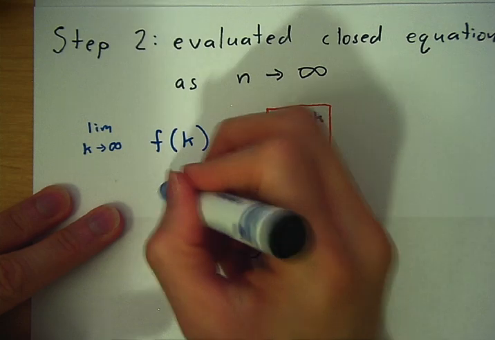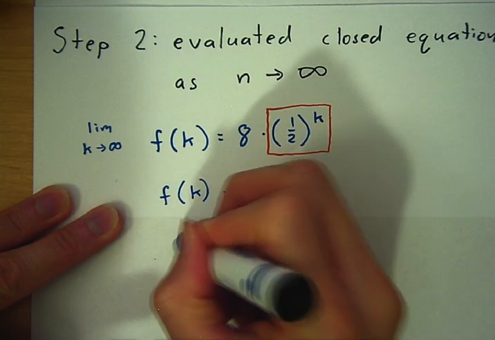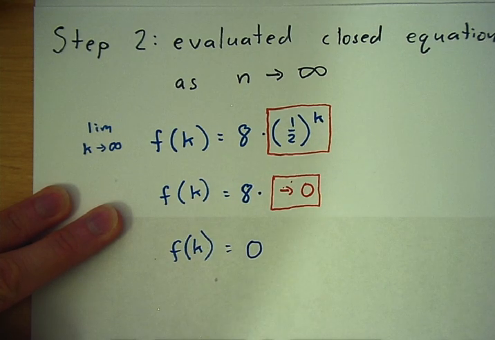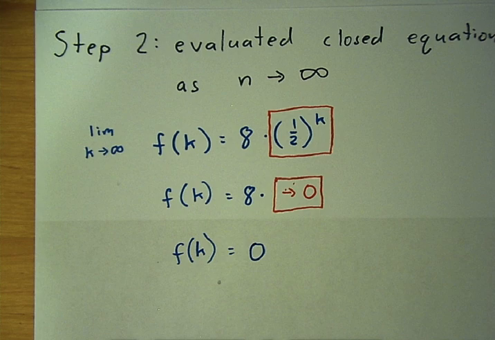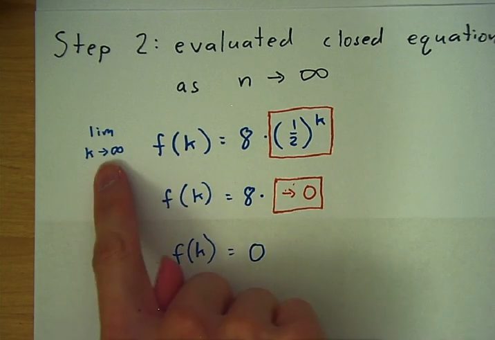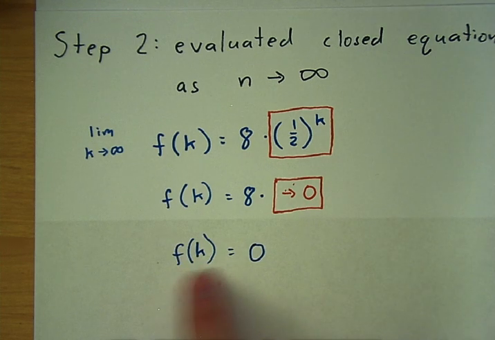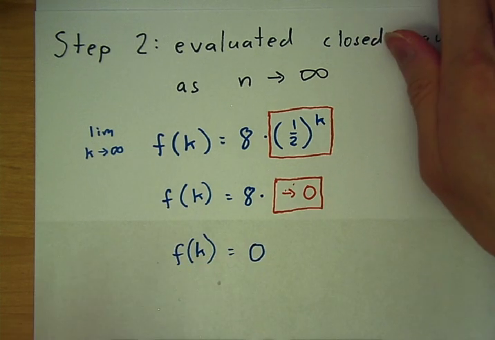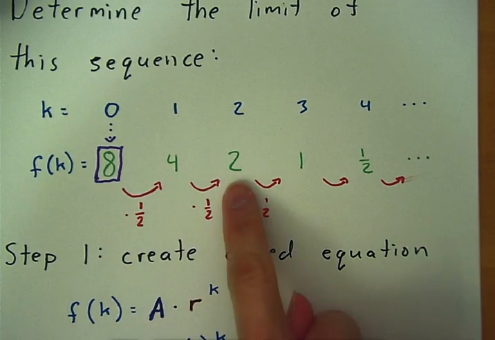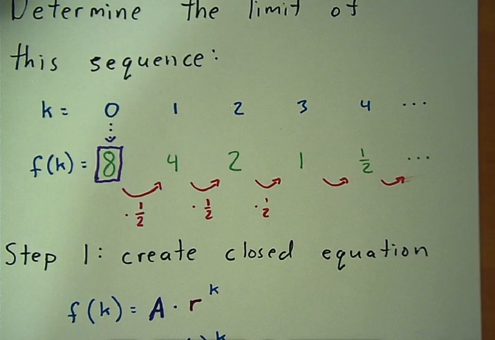So as k goes towards infinity, f of k goes towards 0. Or as k goes towards infinity, your sequence goes towards 0. So if we're looking up here, these numbers slowly go towards 0.